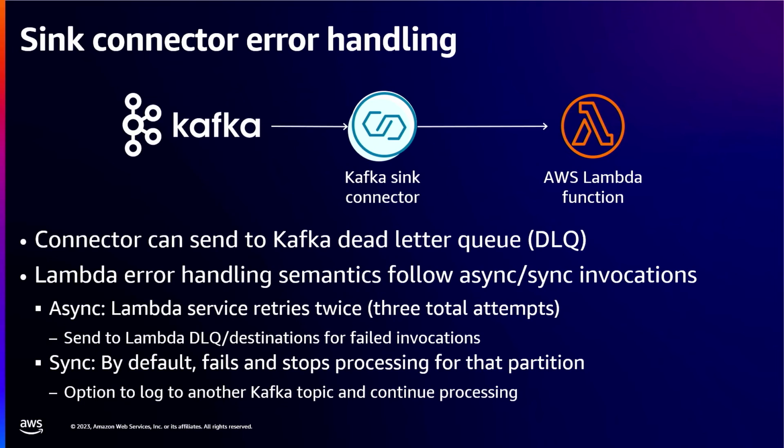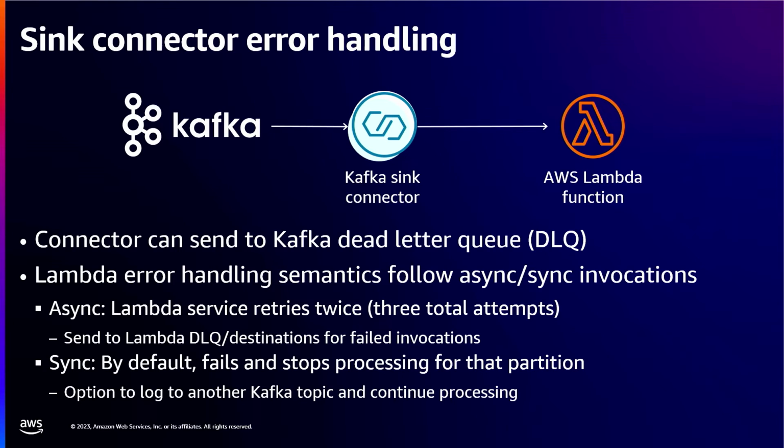And in terms of the error handling, it's going to send the errors to different kinds of topics. Since Lambda can be called synchronously or asynchronously, the error handling is similar to how Lambda works. In async mode, records are pushed to an internal queue, and Lambda is going to retry twice automatically, for a total of 3 attempts. And then you can also choose to push failed records to what's called an on-failure destination.